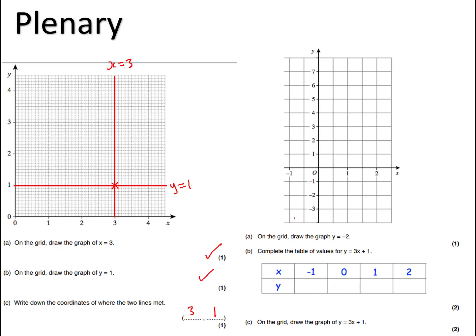On the grid, draw the graph y equals minus 2. Y is minus 2 here. Just draw a straight line like that and use a ruler. That's y equals minus 2. That's a nice mark here.